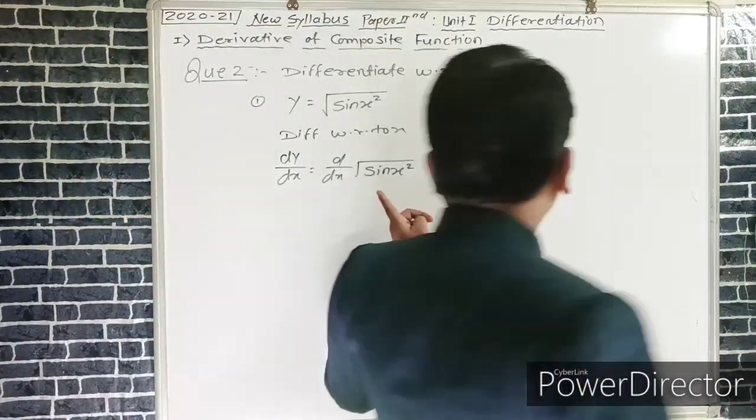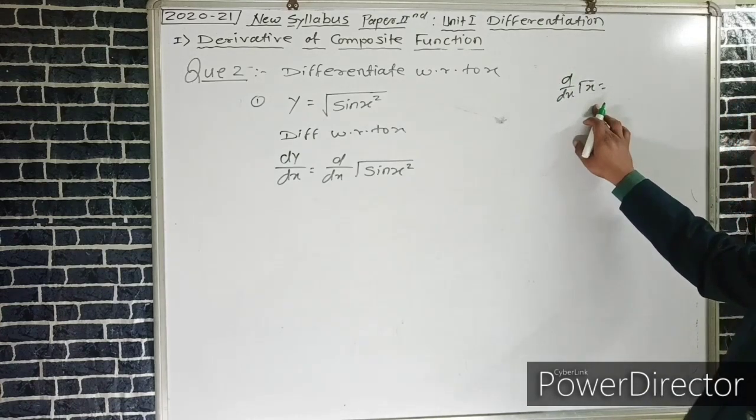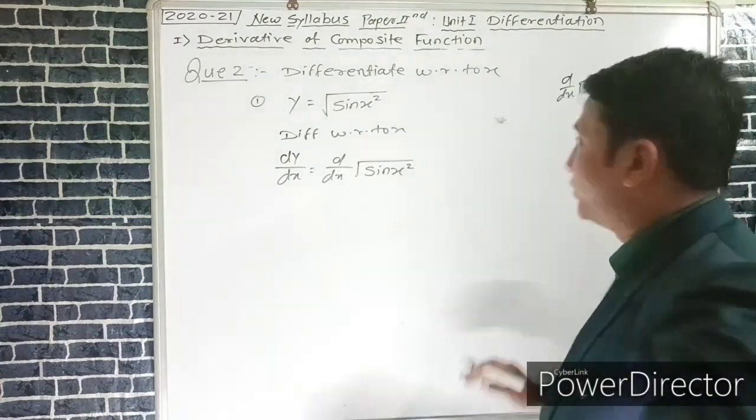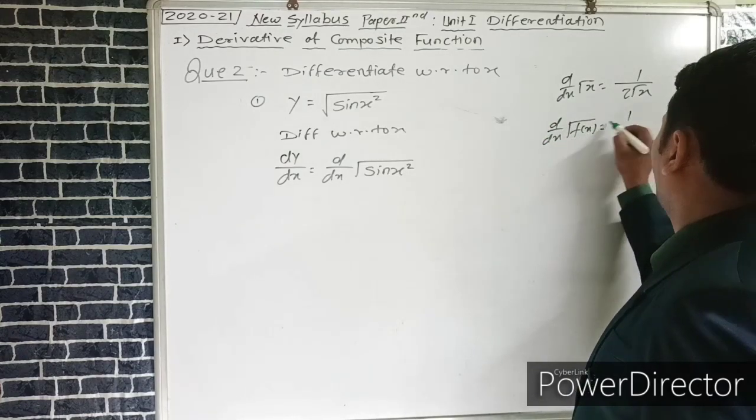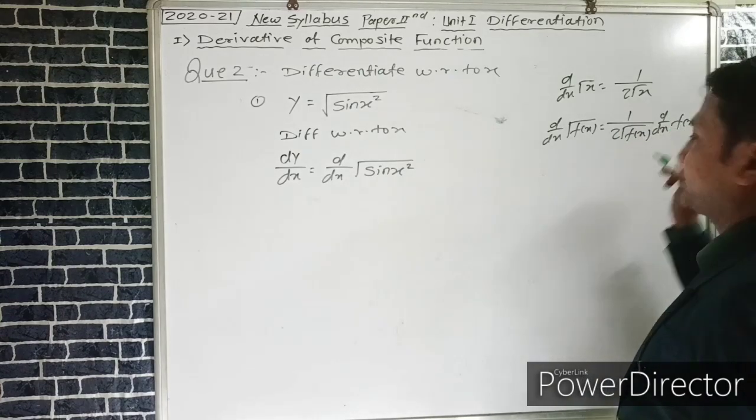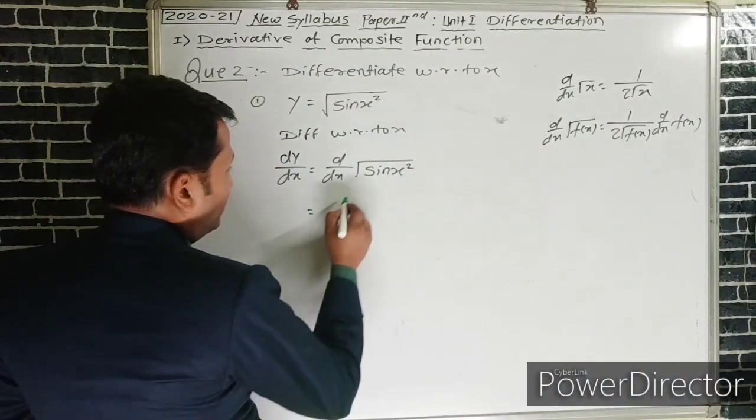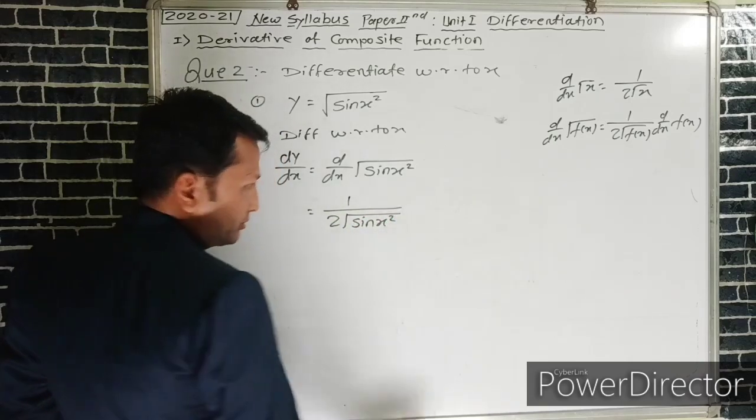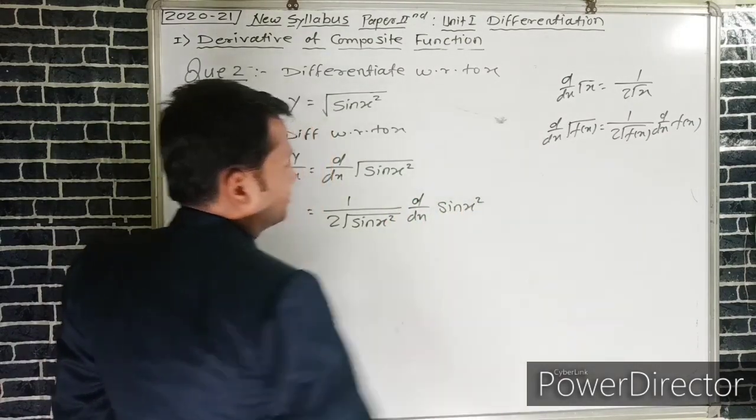The given function is in the form of under root x, and we know that the derivative of root x is 1 upon 2 root x. If the given function is in composite form, then the derivative of under root f(x) is 1 upon 2 under root of f(x) into the derivative of f(x). By applying this formula, we can write 1 upon 2 under root of sin of x square, and again the derivative of sin of x square.